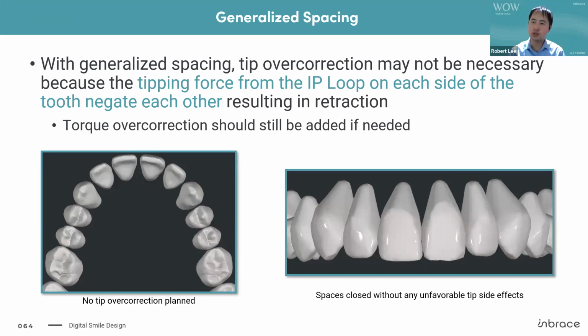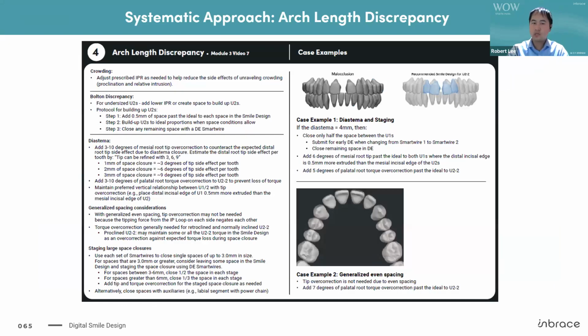Now, when you have retraction, you're still going to have torque loss, so you still need to add torque overcorrection. But generally, when you have fairly even generalized spacing, most of the time that'll actually counteract, and a lot of times overcorrection for tip is not needed. And then all of that I just discussed is detailed out in the reference guide.